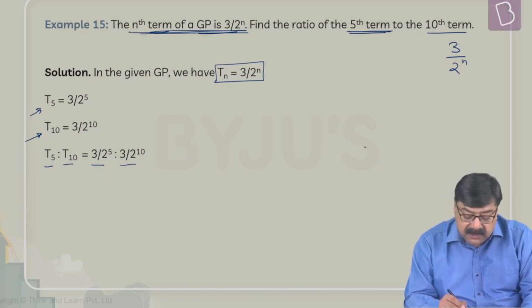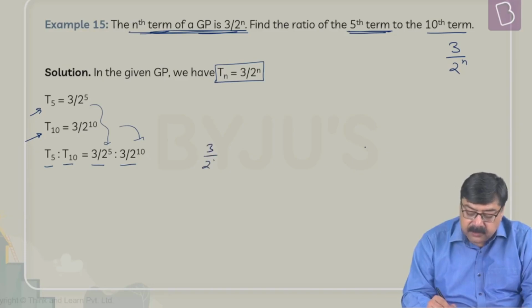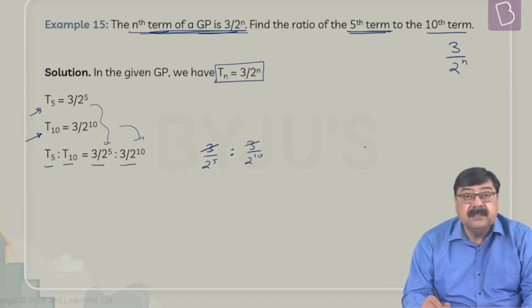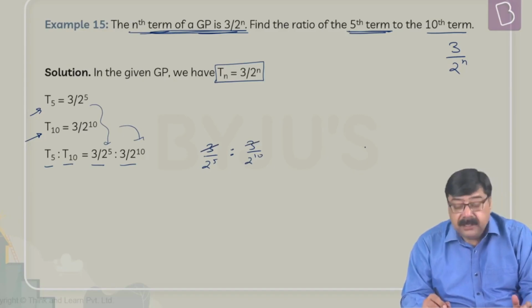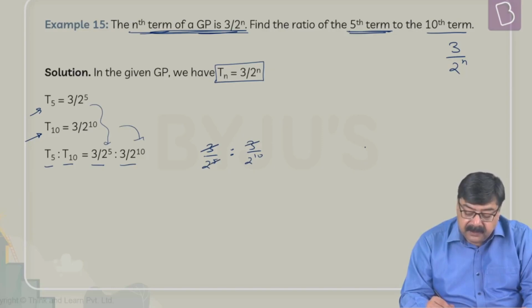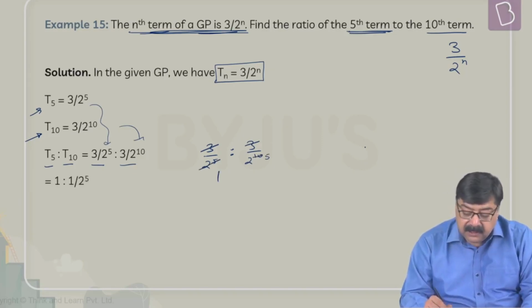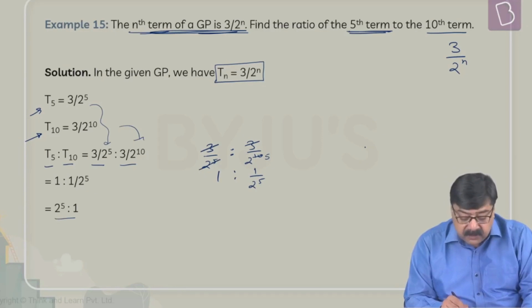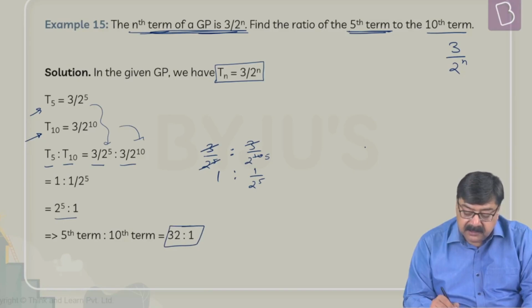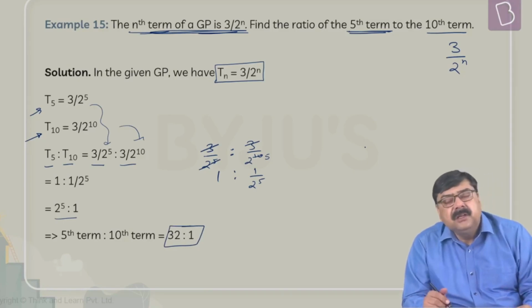As it is, we have substituted these values. So let us say this is 3 by 2 raised to 5 is to 3 by 2 raised to 10. So these two values cancel, that is 3 in the numerator. And then even the exponents cancel here, making it 1 is to 1 by 2 raised to 5, or 2 raised to 5 is to 1. Now we know that 2 raised to 5 is 32. So the required ratio is 32 is to 1.